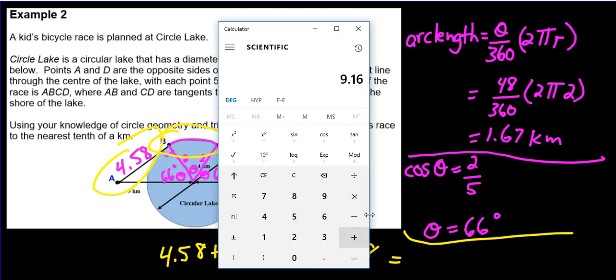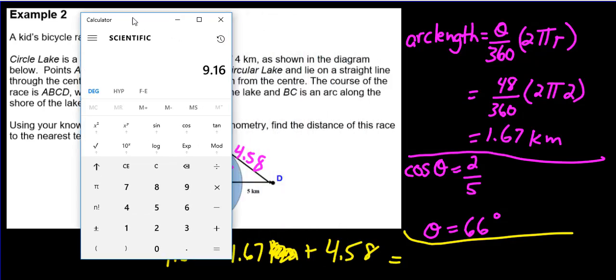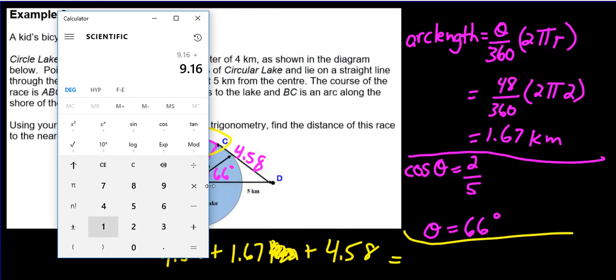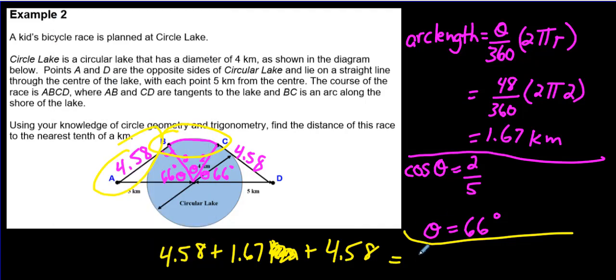I'm just going to multiply by 2. It's the same thing as adding them both together. Plus 1.67 is 10.83. It says to the nearest tenth of a kilometer, so 10.8 kilometers. That is how long this kids' bicycle race is.